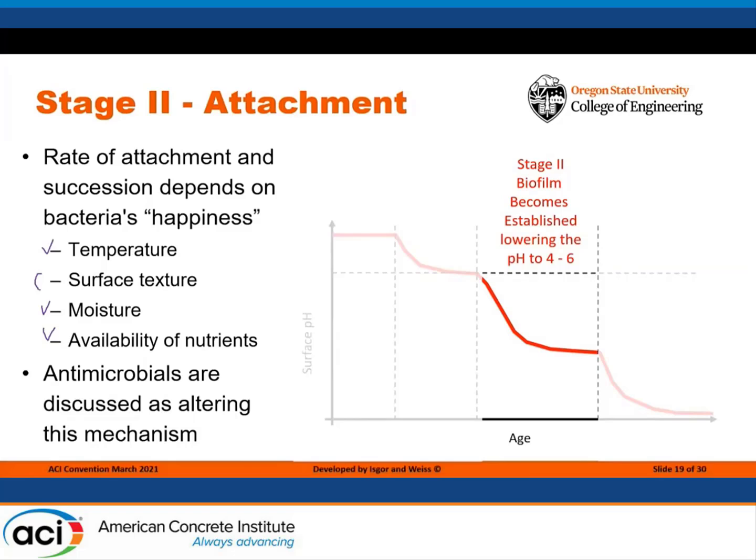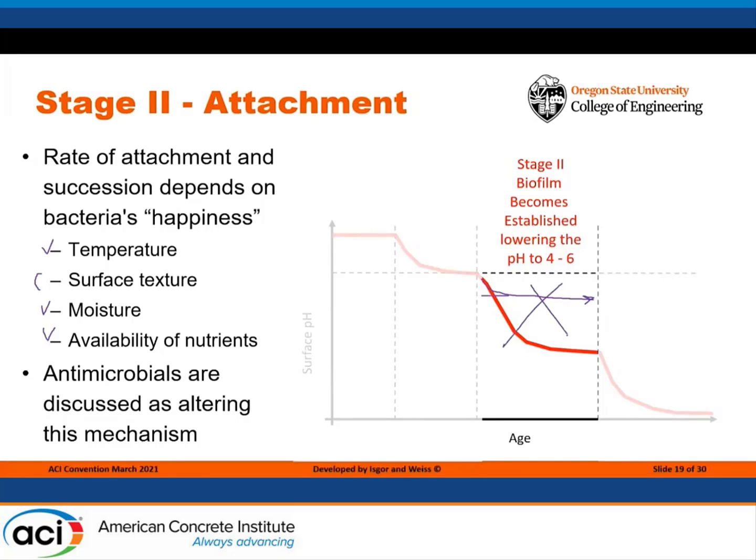Another thing that's discussed as a way to sort of interrupt stage 2 or phase 2 types of processes would be things like antimicrobial additives. These antimicrobial additives may prevent the biofilm from becoming established and may result in not seeing a pH drop, maintaining the pH at a much higher level without the establishment of the biofilm. And what that might actually do is short circuit the degradation process right here.